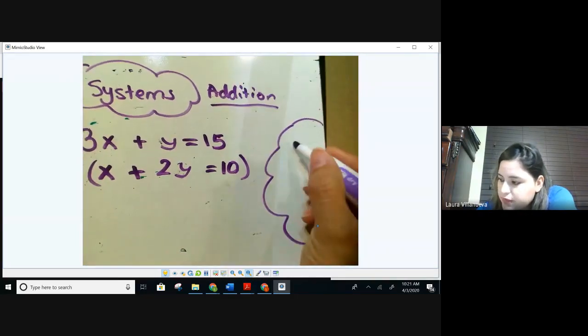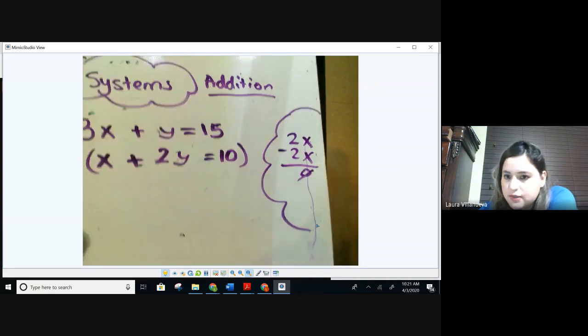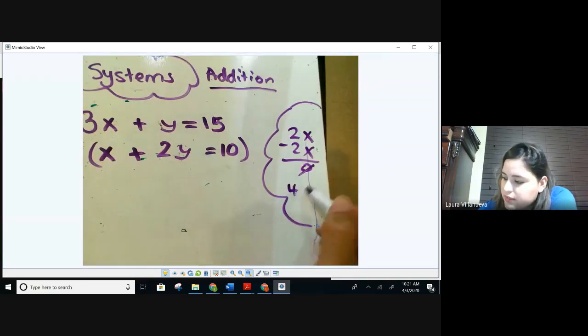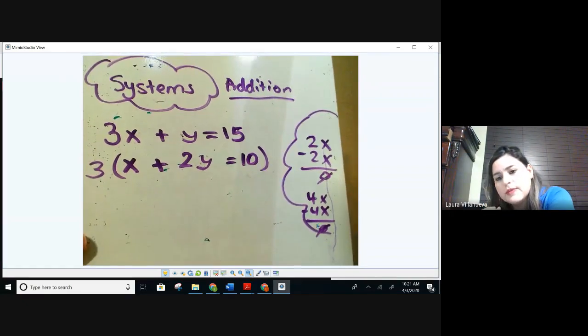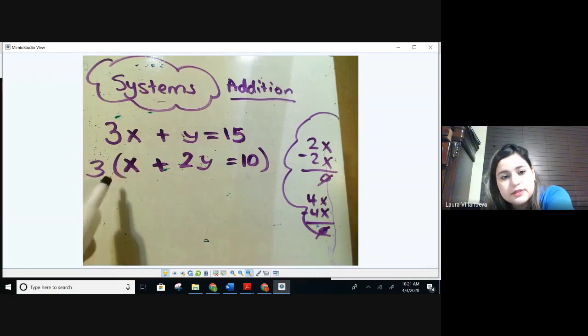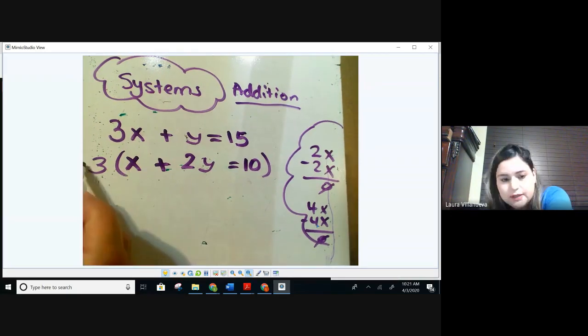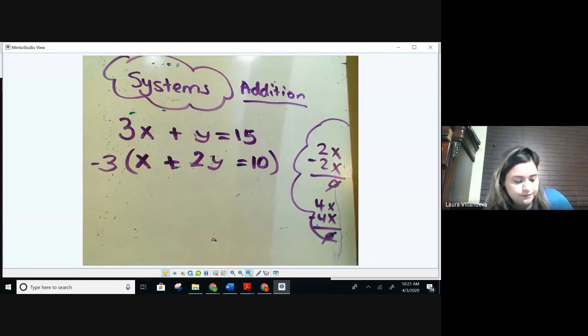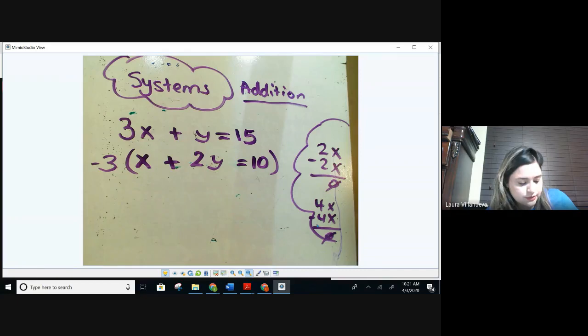Now, in order to get rid of something, it needs to be the same number but opposite sign, right? So if I have 4X, I want a negative 4X so that I can cancel it. Do you understand me? Sí. So this is 3X. This is still 3X, the same, but I wanted the opposite so that they can cancel. So I'm going to put a negative. Okay.